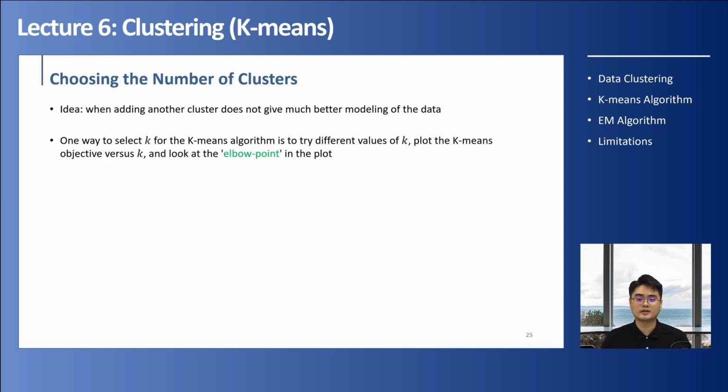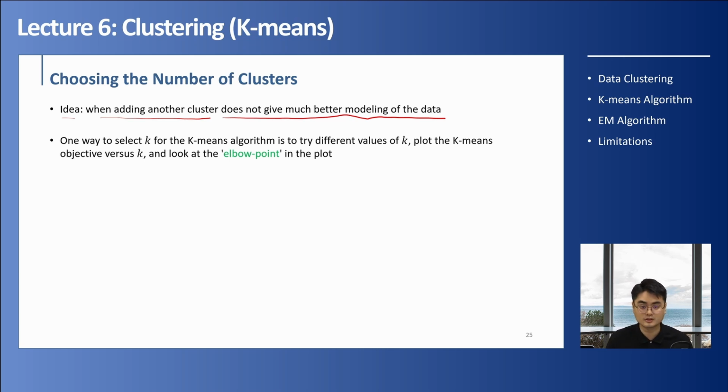The next thing I would like to talk about is that we learned we need to predefine the number of clusters when we're doing k-means clustering. However, the question is, how can we know the right number of clusters needed for obtaining a good k-means clustering result? So let's talk more about choosing the number of clusters. The idea of getting a good number of clusters is that when we add one more cluster, and this does not give much better modeling of the data, then it means that we don't need that number of clusters.